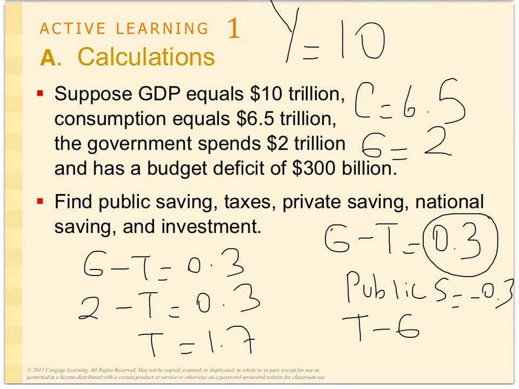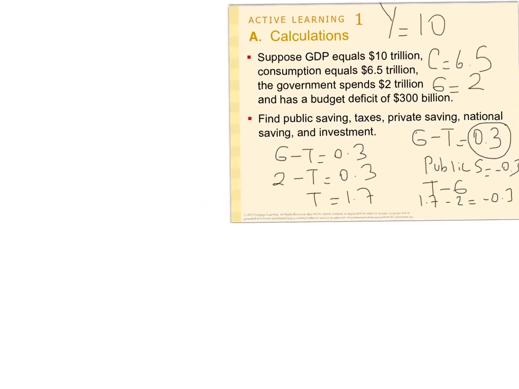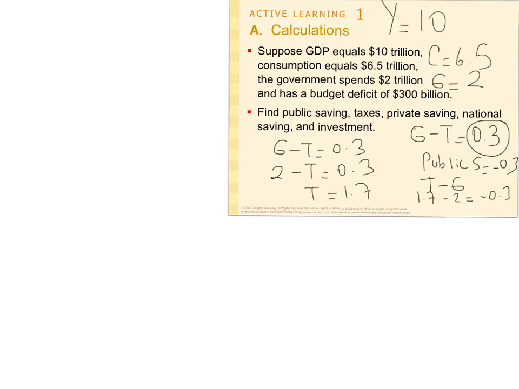You can always check whether you did right. 2 trillion minus 1.7 will give you 0.3. Okay. So since public saving is T minus G, 1.7 minus 2 will give you minus 0.3. It is my public saving. Let's look at the other parts of the question. The question asks next, what is taxes? We found taxes. Tax is 1.7. Okay, how about private saving? Private saving is Y minus tax. From my income, I pay tax, I pay consumption, the rest is my private saving.